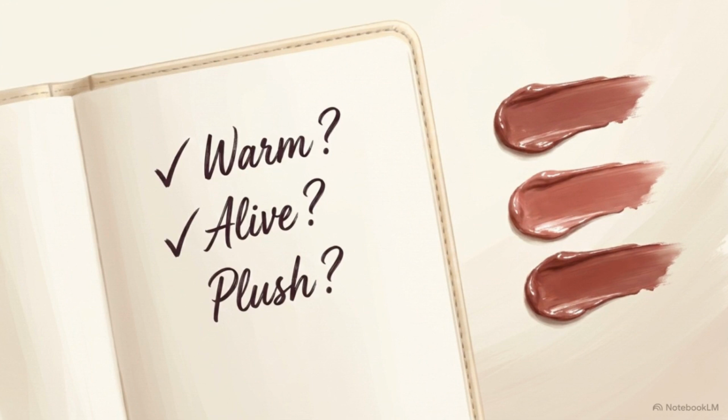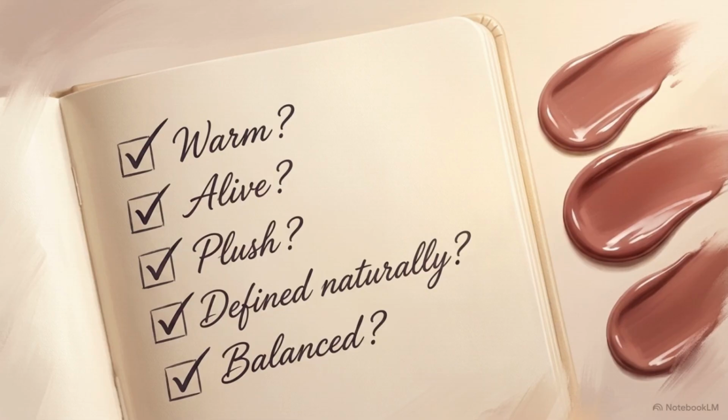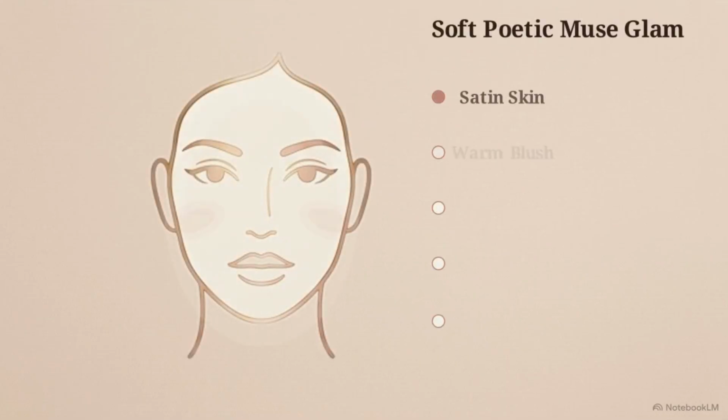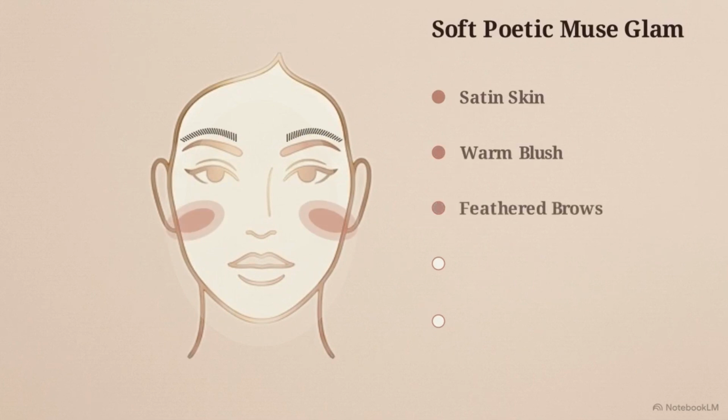Ask yourself, is the lip warm? Does it bring the face to life? Is the texture plush? Are the borders defined without looking artificially drawn? Does it balance the eyes and cheeks? A harmonized look relies on a specific set of signature anchors: satin skin, high warm blush, feathered brows, softly lifted lashes, and a warm plush lip.